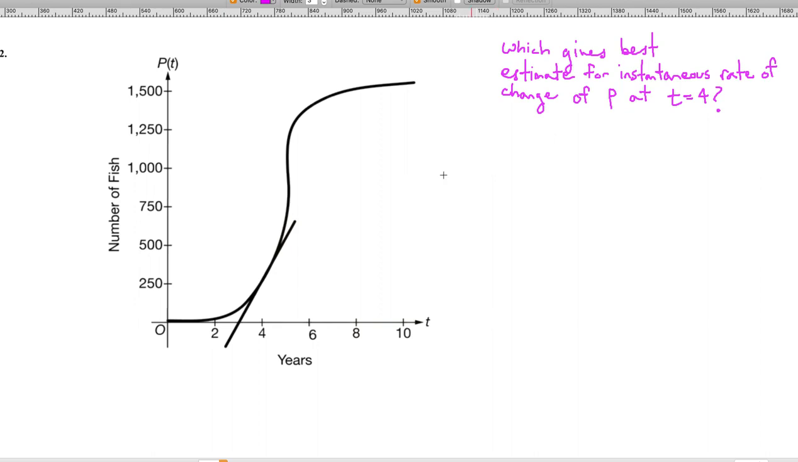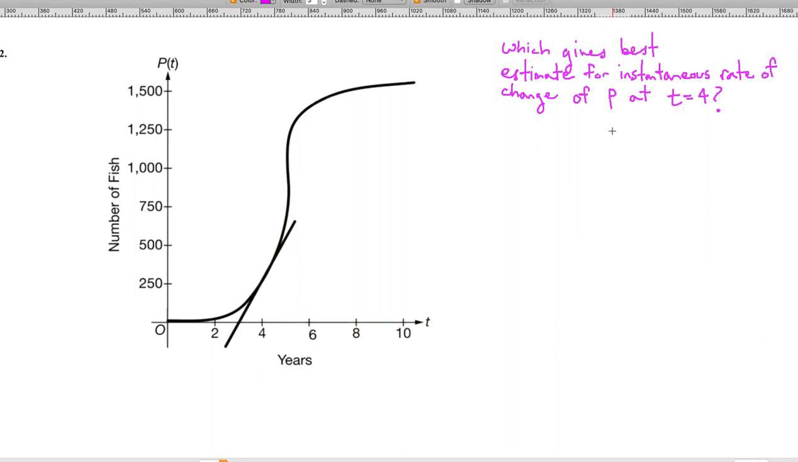Basically, you have a function where t is in years, and for any time t, you get the population of fish at that time t. So basically, p of 6, when t equals 6, is going to be about like 1400, 1500, I don't even know, somewhere around here.